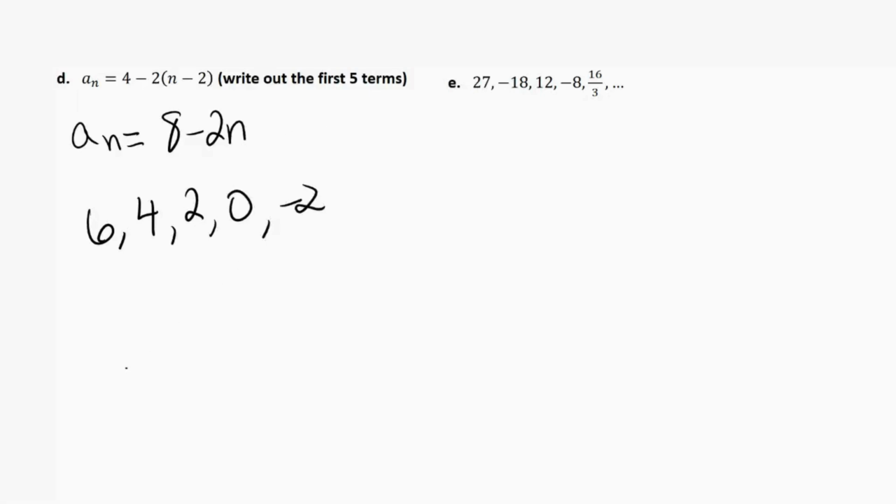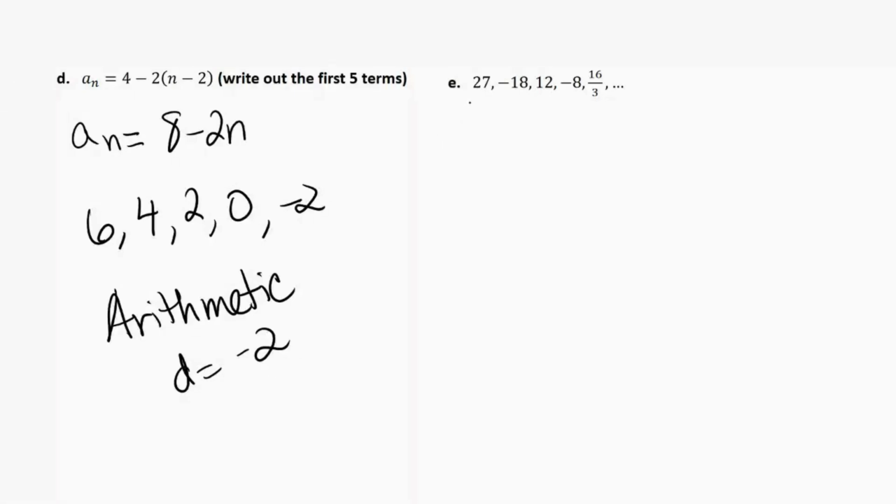Those are the first 5 terms of our sequence, which they asked us to write down. Looking at this, we can see that our pattern is subtracting 2, or adding a -2. So this is going to be an arithmetic sequence where our common difference is -2. Again, if we're subtracting, our common difference is going to be negative.